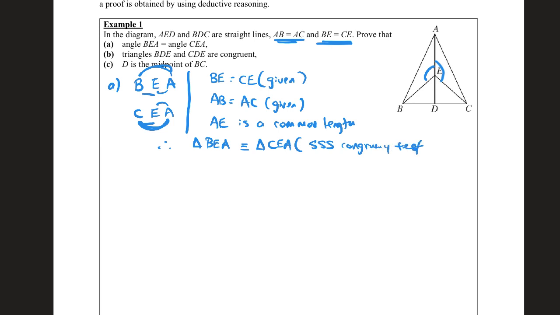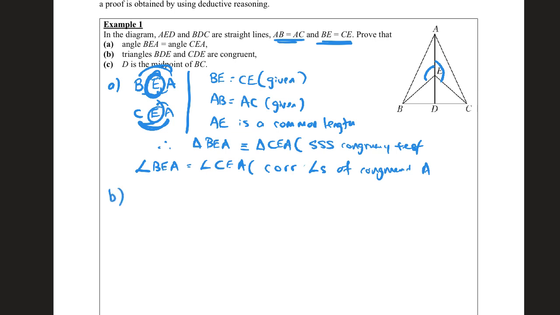And since they are congruent, angle BEA has to be equal to angle CEA, the reason being they are corresponding sides, or sorry, corresponding angles. Corresponding angles of congruent triangles, which is the one in the middle here. So this is for part A. We'll go on to part B.